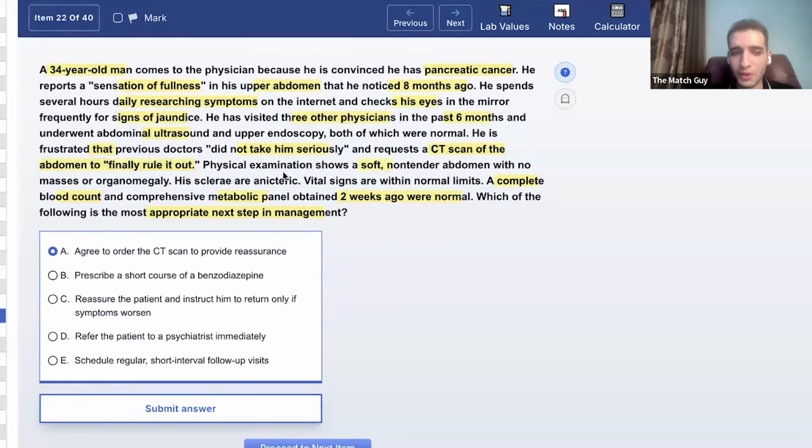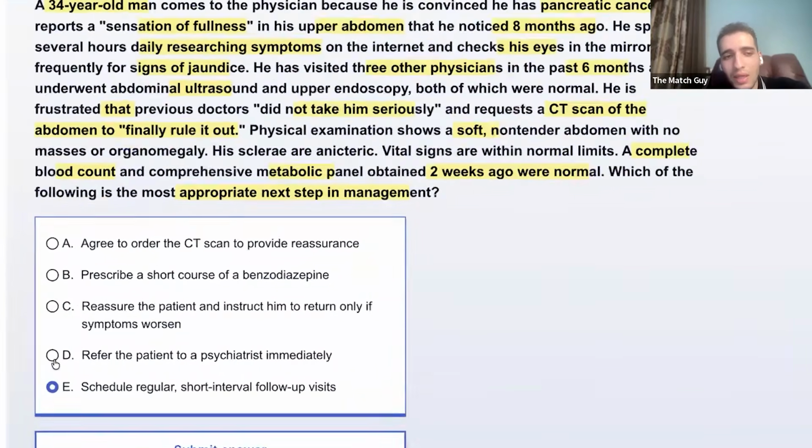How do I answer this question? If I already know the answer, I already know that any person with illness anxiety or factitious disorder, I need to schedule a regular follow-up with them with the same doctor. That's the only treatment, or the only management. But let's say I don't know the answer. Let's try to reason it out.